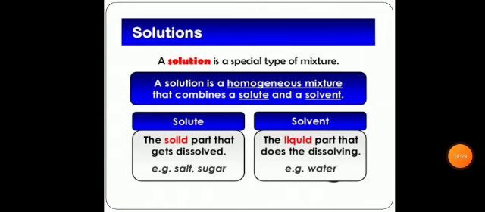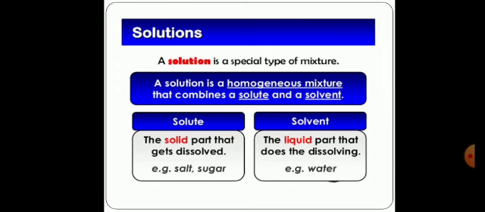Now what is a solute? The solid part that gets dissolved. For example, salt and sugar that we dissolve in water, or other substances, so it's called a solute.